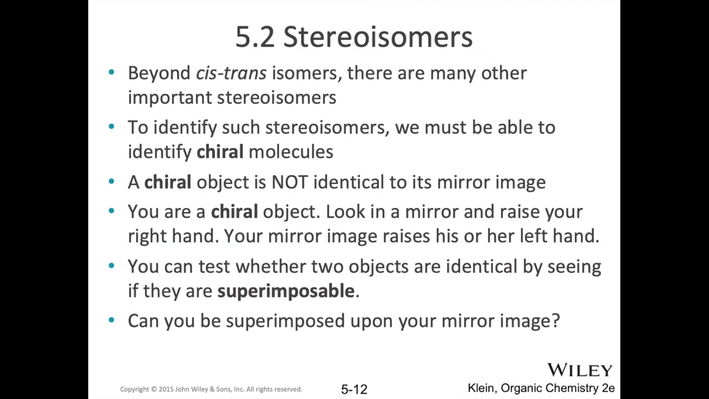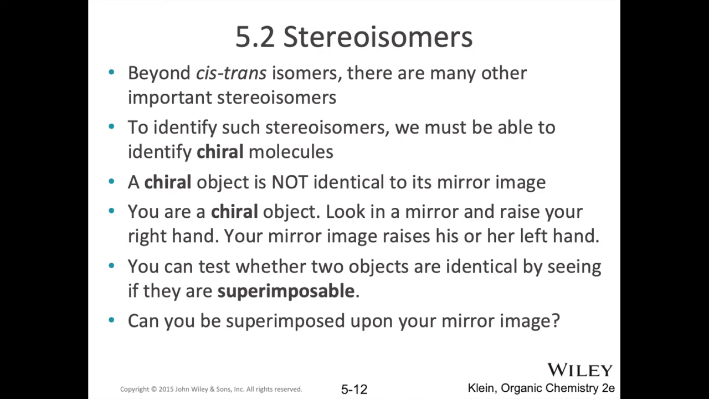A chiral molecule or a chiral object is something that is not identical to its mirror image. If you had two chiral objects, two enantiomers next to each other, they would be non-superimposable mirror images. Now, your hands are chiral. That's actually what the word chiral means. It refers to hands. It's from the Greek word for hands.